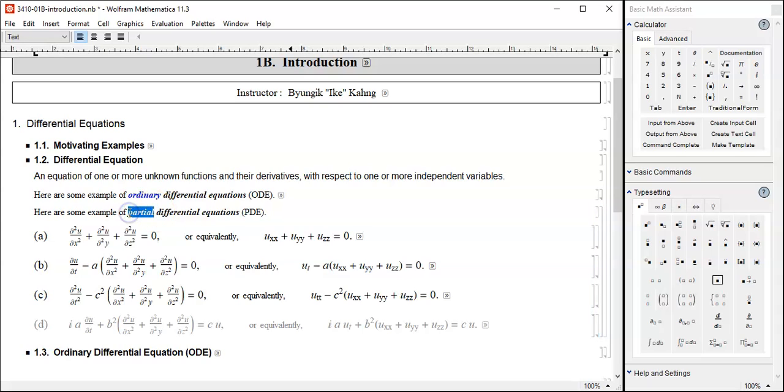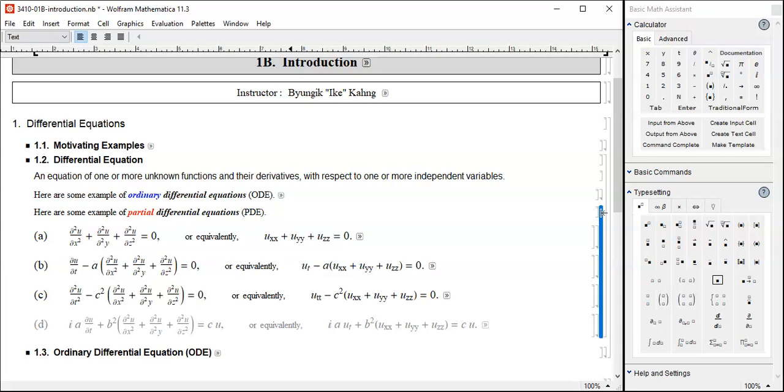These are examples of partial differential equations. Differential Equation 2 will still be mostly ordinary differential equations, maybe some dynamical systems. Partial differential equations will be a course of itself, and I don't know whether we'll have a chance to talk about it at the undergraduate level.